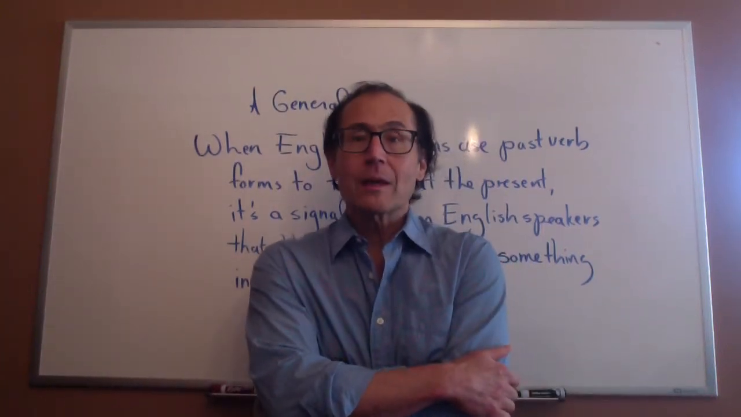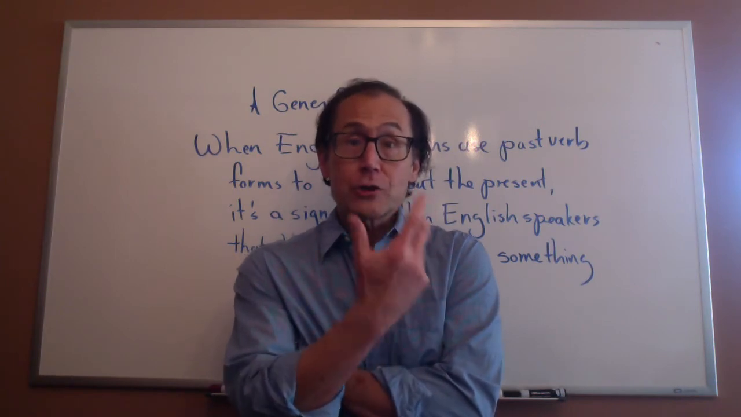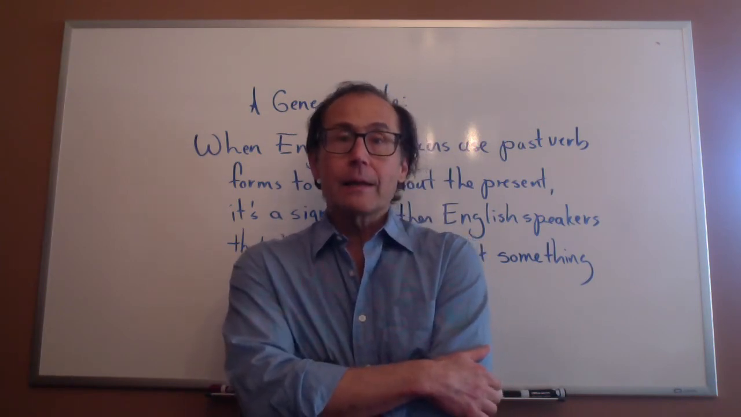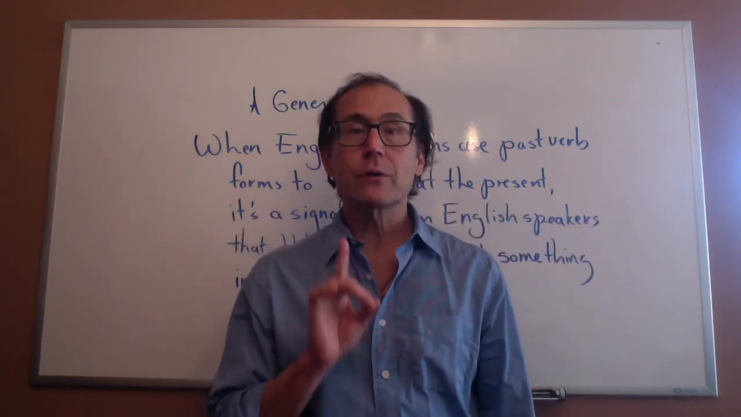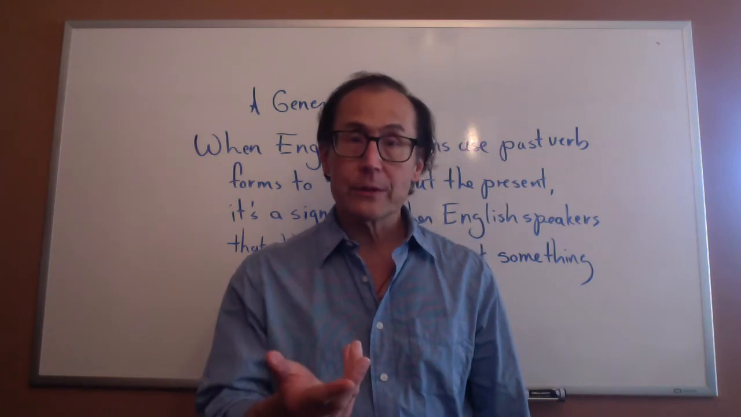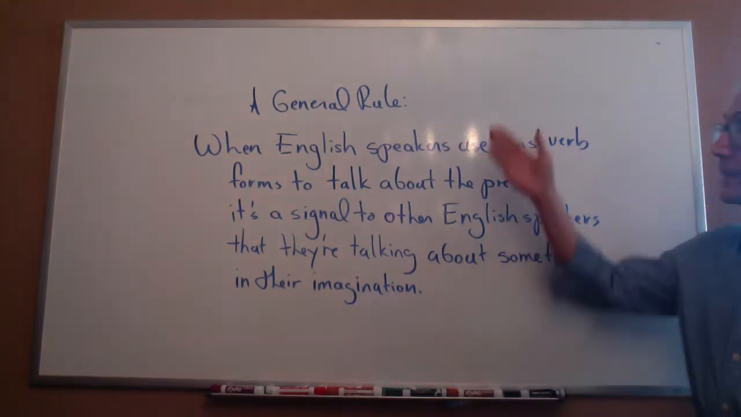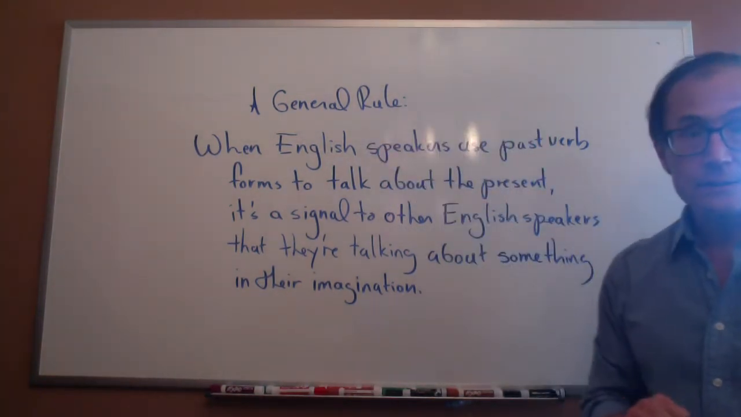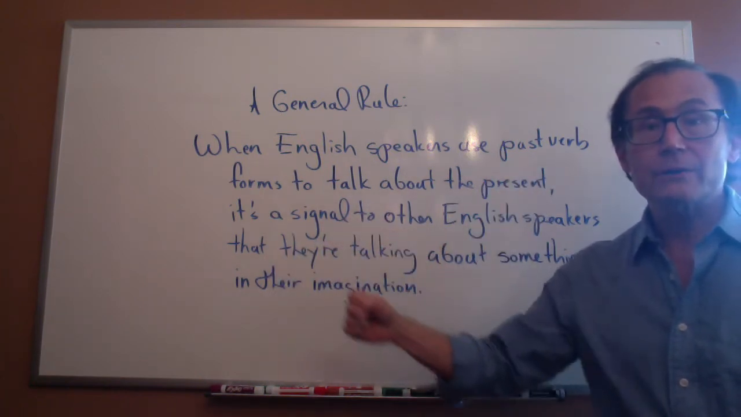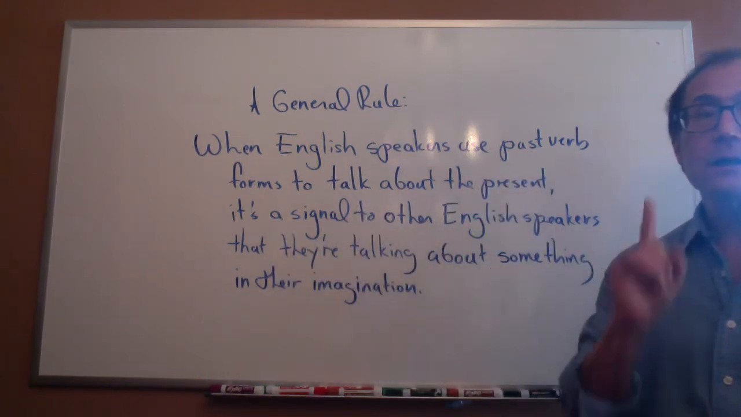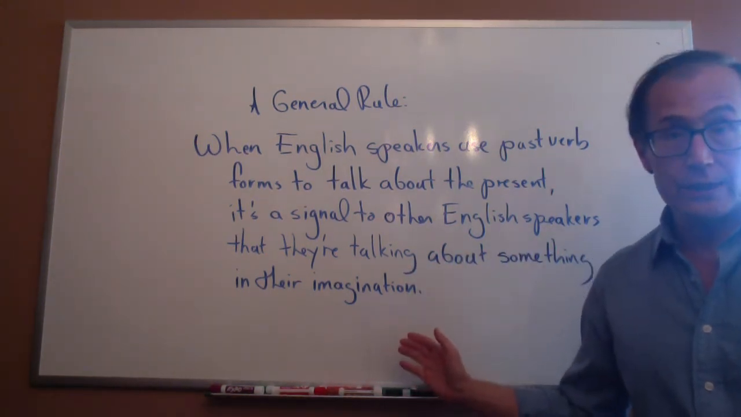Hi, in this video I'm going to start chapter 20 and I want to give you first an important general rule that I think will help you understand a lot of chapter 20. So let me step aside and read this with you. The general rule is this: when English speakers use past verb forms to talk about the present, it's a signal to other English speakers that they're talking about something in their imagination.